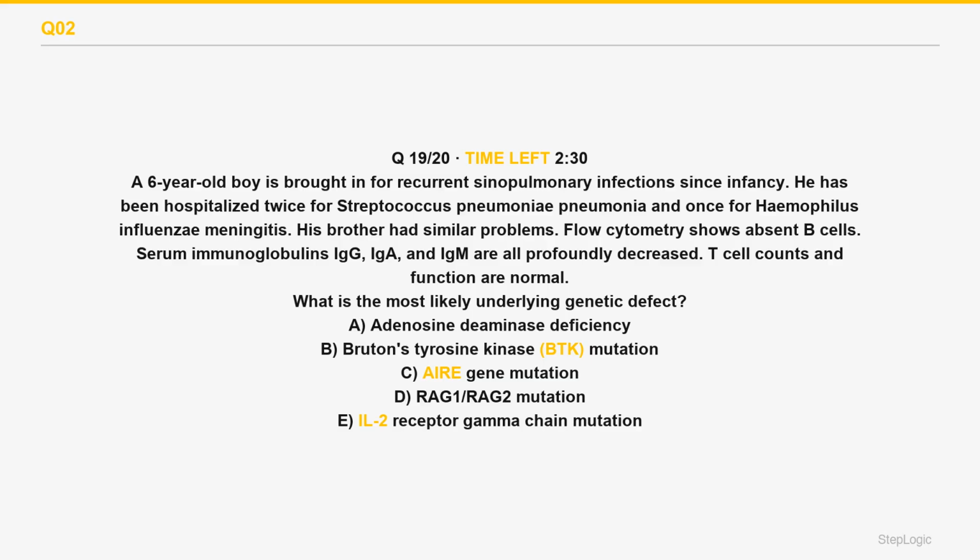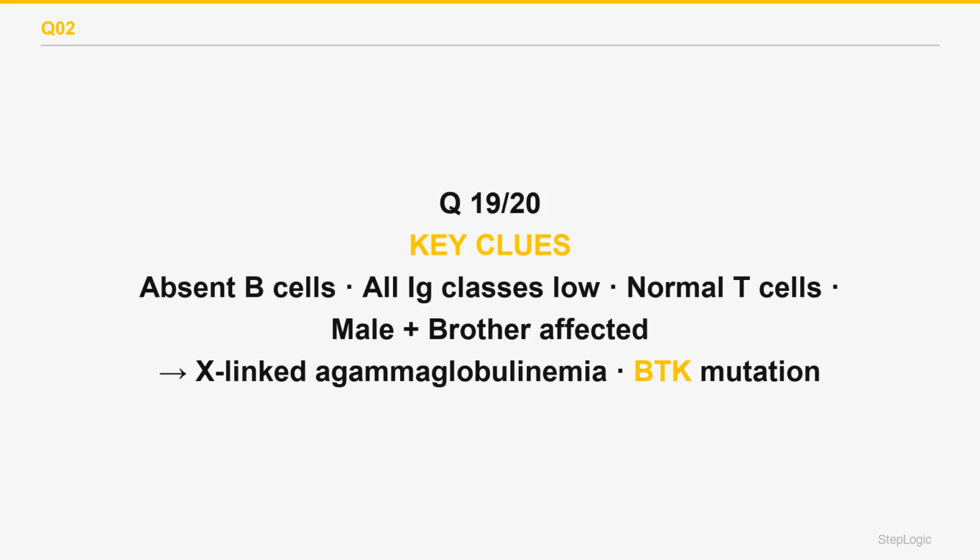Read the command. Underlying genetic defect, absent B cells, panhypogammaglobulinemia, recurrent encapsulated bacterial infections, normal T cells, X-linked pattern, brother affected, male patient: X-linked agammaglobulinemia, Bruton disease. X-linked agammaglobulinemia is caused by mutations in Bruton's tyrosine kinase, BTK. BTK is essential for pre-B cell receptor signaling during B cell maturation in the bone marrow.